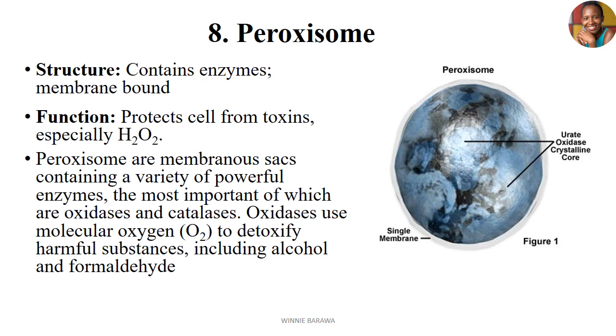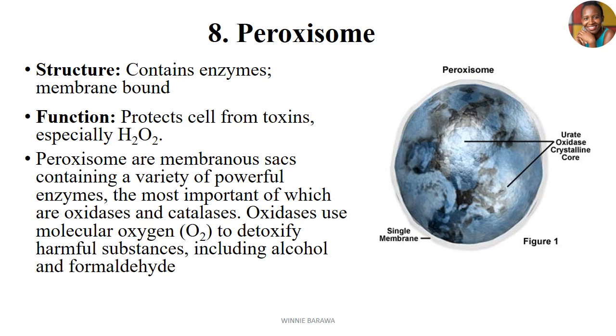Peroxisomes are membranous sacs that contain several types of enzyme, but most importantly they contain what we call oxidases and catalases. The oxidase uses molecular oxygen to detoxify harmful substances, including alcohol and formaldehyde. So with oxidases and catalases as our enzymes, the peroxisome can oxidize or catalyze different substances by the use of oxygen for the purpose of detoxification. So it can literally detoxify or bring down the severity of the toxins that are within our cells.